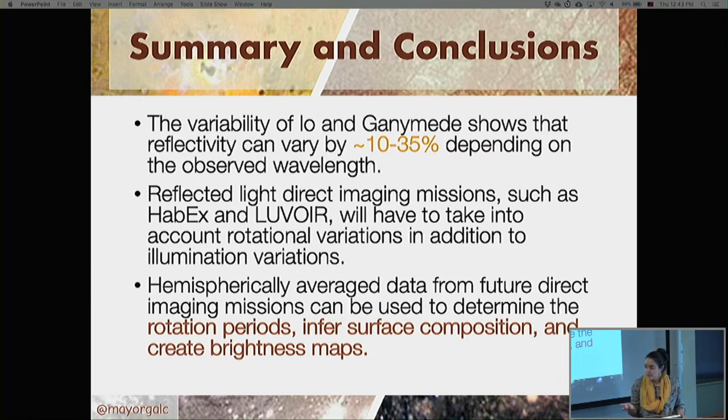And for these reflected light direct imaging missions of the future, such as HabEx and LUVOIR, we will have to take into account these rotational variations in addition to these illumination variations that can happen in an observation like that. And lastly, hemispherically averaged data from these future direct imaging missions can be used to determine rotation periods. What I didn't show you was that if you do a periodogram of the light curve, you can very clearly pick out the rotation of each of the moons, infer surface compositions, and create these brightness maps. Thank you.